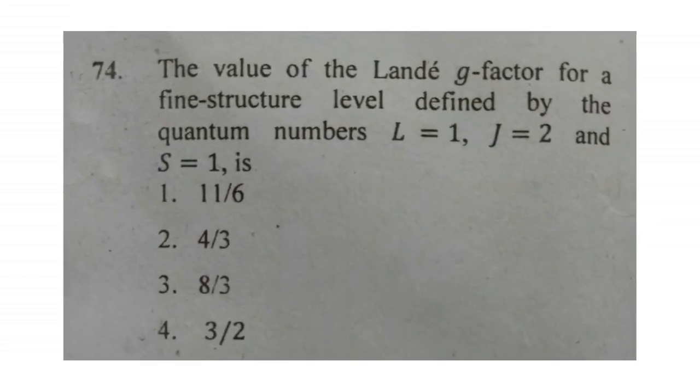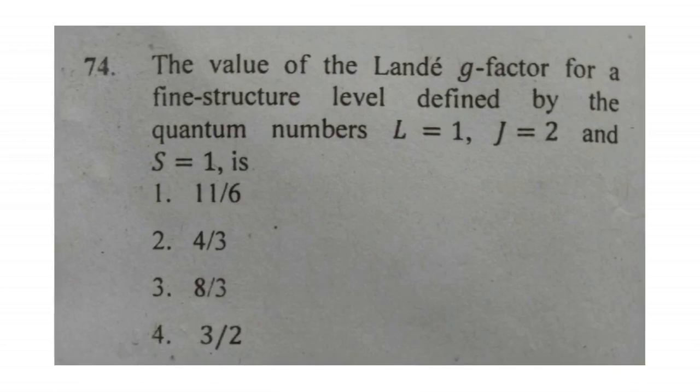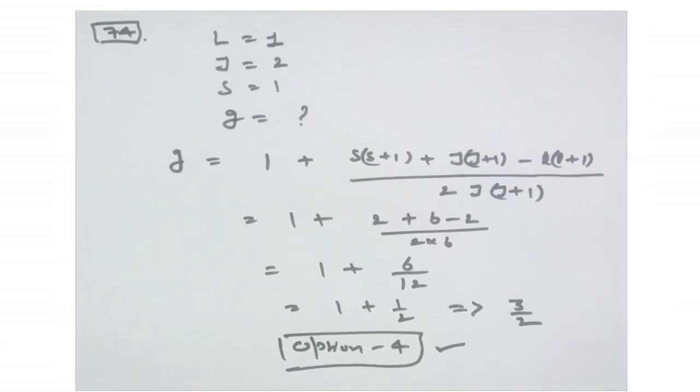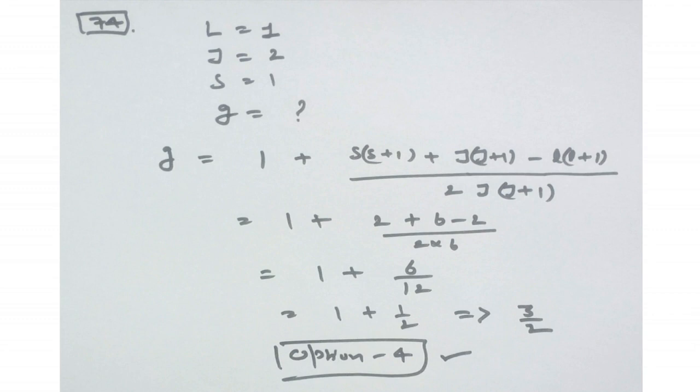Now the next question is the easiest question of the 5 marks. That is, the value of the Landé g-factor for a fine structure level defined by the quantum numbers L equal to 1, J equal to 2 and S equal to 1. Now here the given values are L equal to 1, J equal to 2 and S equal to 1. And we have to find the Landé g-factor, which is equal to 1 plus [S(S+1) plus J(J+1) minus L(L+1)] upon 2J(J+1). Now after putting the given values of S, J and L, we will get 3 upon 2. So here 3 upon 2 is the right answer, which is option 4.